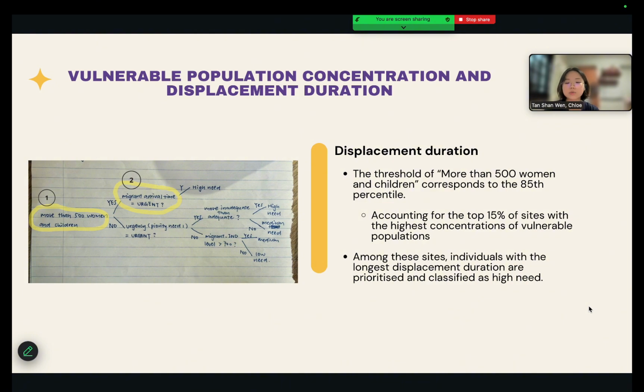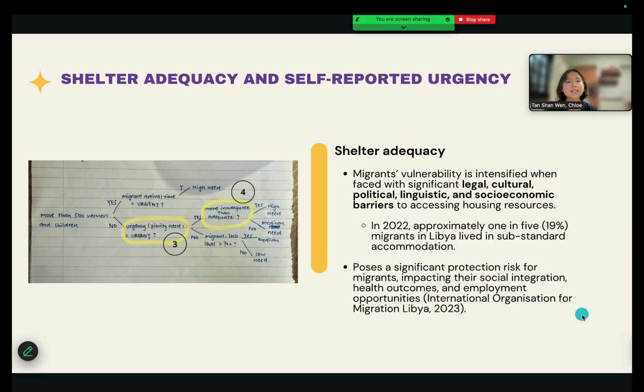Among these sites, individuals with the longest displacement duration are classified as high need. Next, we layer in self-reported urgency and shelter adequacy. Shelter adequacy was identified as critical as migrants' vulnerability is intensified when faced with significant barriers to accessing housing resources. Consequently, this impacts their social integration, health outcomes, and employment opportunities.